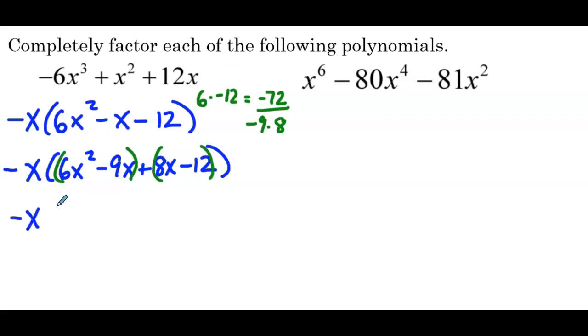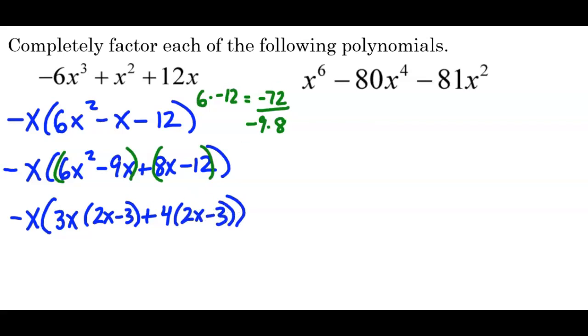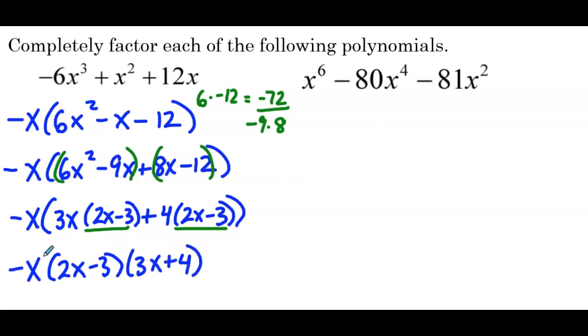So we have negative x times the GCF of the first two terms, which is going to be 3x. That will leave us with 2x minus 3. GCF of the second two terms is 4. That leaves us with 2x minus 3, which is perfect because now each term has a greatest common factor of 2x minus 3. So we factor out 2x minus 3 and 3x plus 4. Again, don't forget about that negative x in each line.